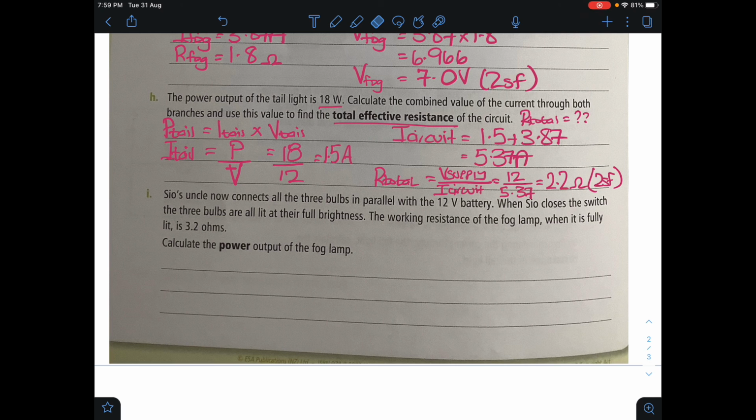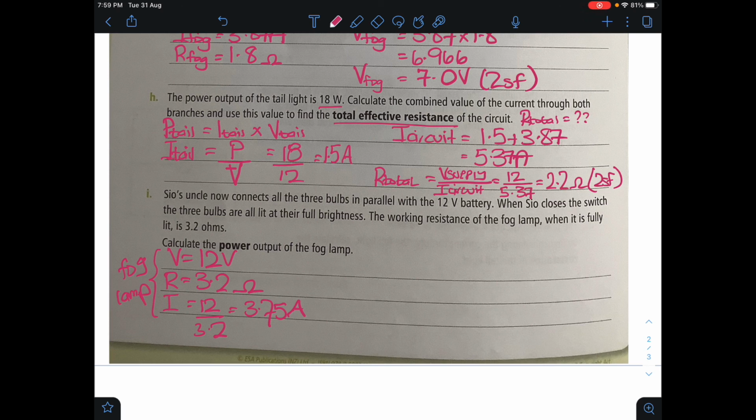Okay, so what do we've got to do? The power output of the fog lamp. So, let's get a pen. The voltage of the fog lamp is 12. The resistance is 3.2. So from that we can work out the current. 12 divided by 3.2 is 3.75 amps. They are all for the fog lamp.